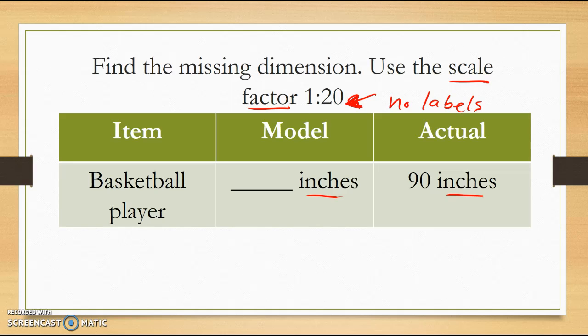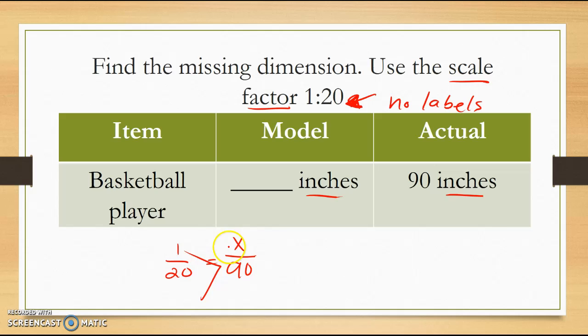We're just going to set up our scale factor 1 to 20 and put it in fraction form. And then we're going to set up our second fraction to create a proportion. So here we always want to do model over actual. So here our model is unknown, so we put an x in our numerator, and then our actual is 90 degrees, so we're going to put 90 in our denominator.